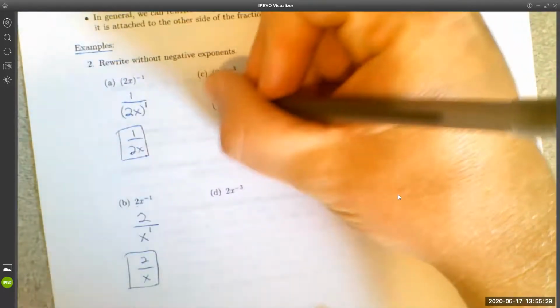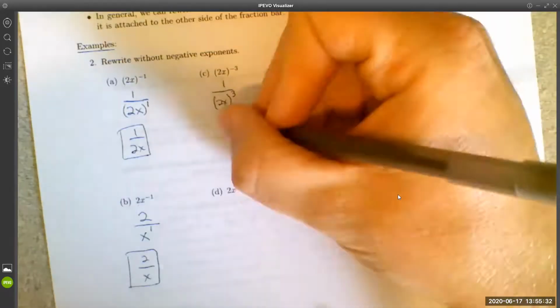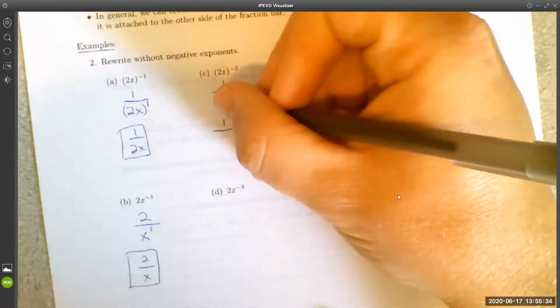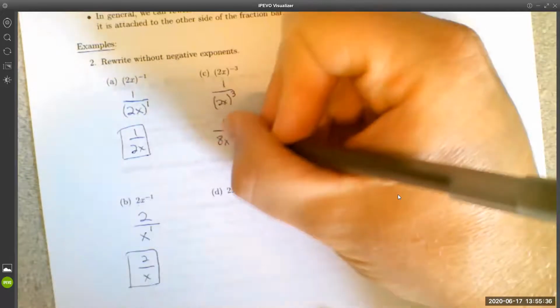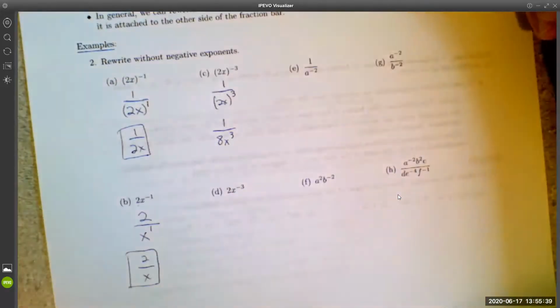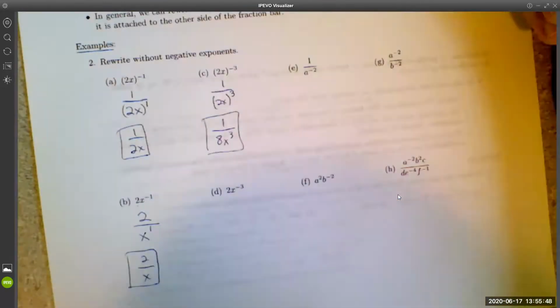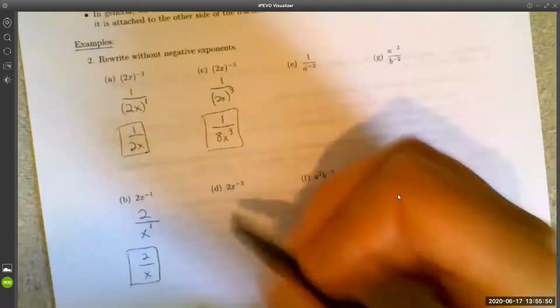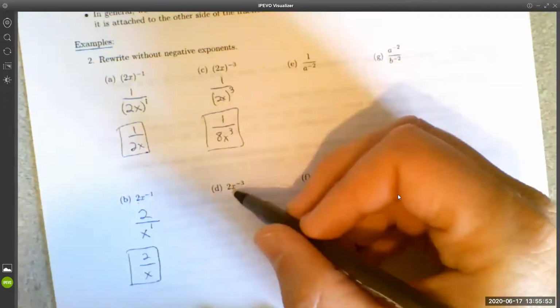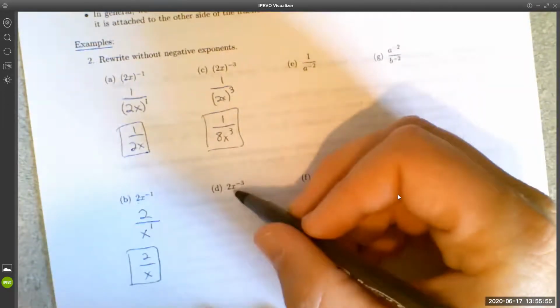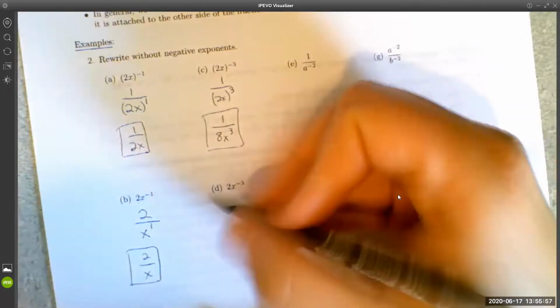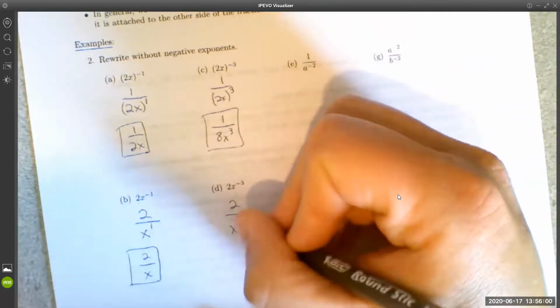Part C, well, this should look like 1 over (2x) cubed. The quantity (2x) cubed is 8x cubed. Right, 2x times 2x would be 4x squared. 4x squared times 2x would be 8x cubed, right? We'll talk about that in a little more detail here in a second. Whereas in part D, the exponent -3 is only being applied to the x, it's not being applied to the 2, so this should just be 2 over x to the +3.